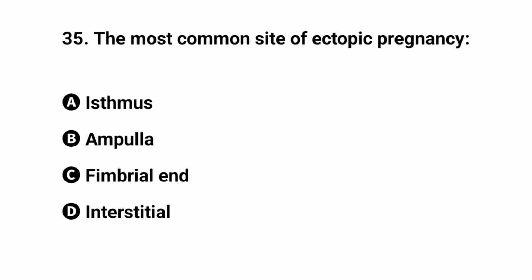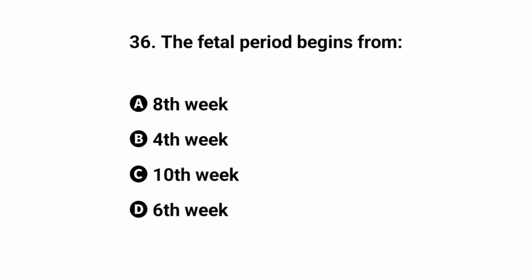Question number 35. The most common site of ectopic pregnancy is. The right answer is B. Ampulla. Question number 36. The fetal period begins from. The right answer is A. 8th week.